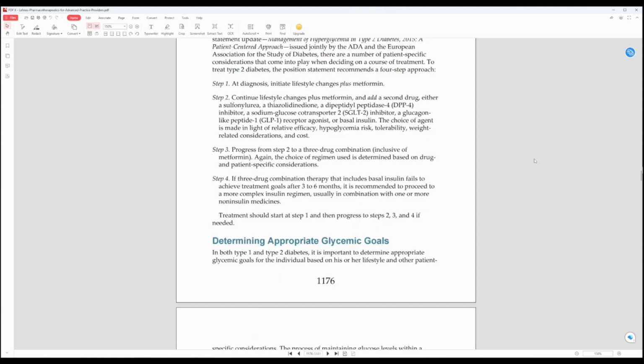So, step 1. At diagnosis, initiate lifestyle changes, including the addition of the medication metformin. Step 2. Continue lifestyle changes plus metformin and add a second drug, either a sulfonylurea, a thiazolidinedione, a dipeptidyl peptidase 4 inhibitor, a sodium glucose cotransporter inhibitor, a glucagon-like peptide 1 receptor agonist, or simply basal insulin.